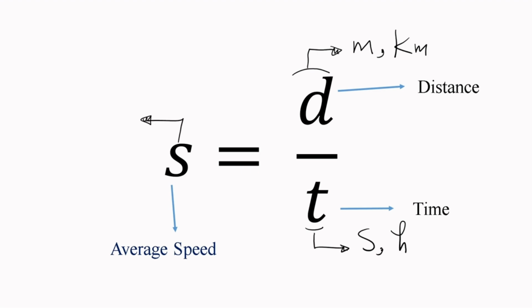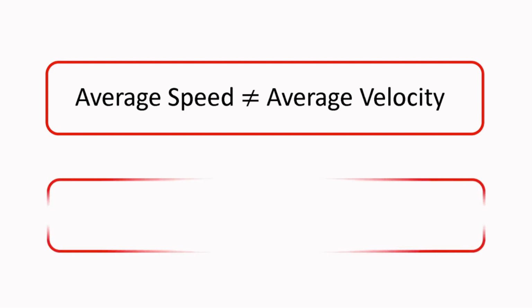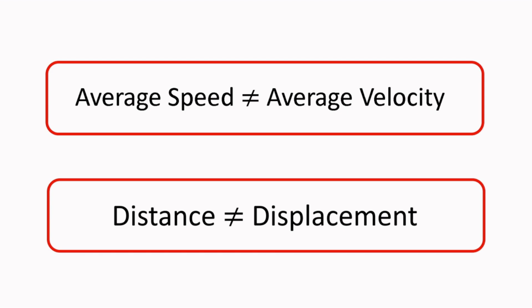Let's talk about the unit of average speed. If we have D based on meter and T based on second, the unit of average speed will be meter per second. And if we have D based on kilometer and T based on hour, we can calculate average speed based on kilometer per hour. Before I start solving examples, it's important to note two points. First of all, average speed is not equal to average velocity, and distance is not equal to displacement. Those two terms are vectors, and you are going to learn them later.